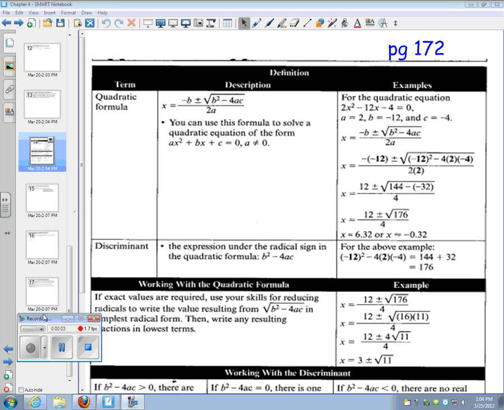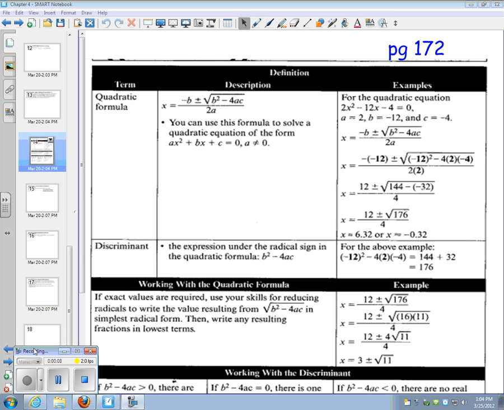4.4, solving quadratic equations with the quadratic formula. So we've looked at different ways of solving equations. We can do it graphically. We can look at the roots or the x-intercepts. We can factor, or we can complete the square. And the final way is using this quadratic formula.